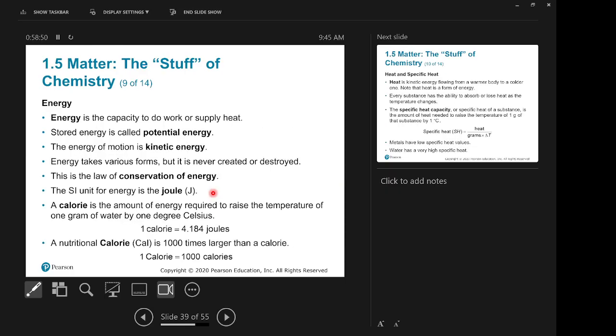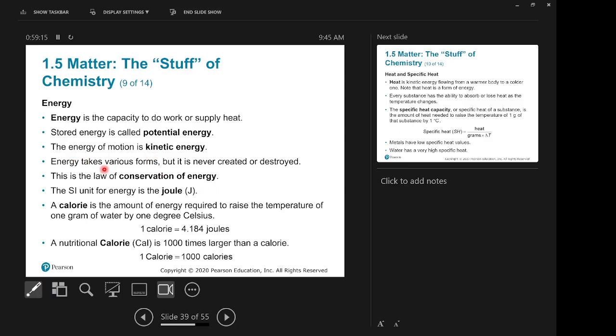Energy is going to be the capacity to do work or supply heat. Stored energy is going to be called potential energy. Energy in motion is kinetic energy. Energy takes various forms, but is never created nor destroyed. It always has constant energy for the universe. Doesn't mean an object will have constant energy. It oftentimes loses energy to its surroundings.